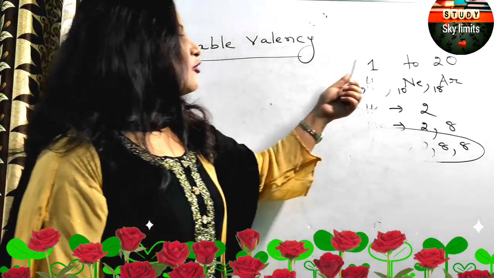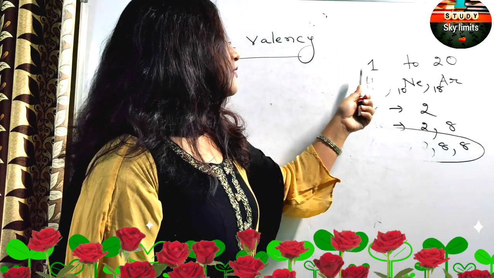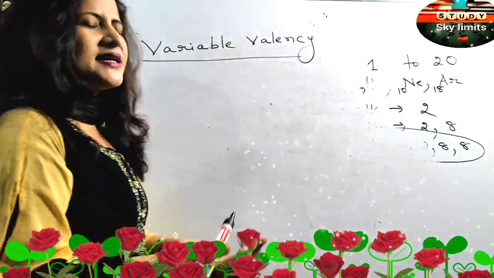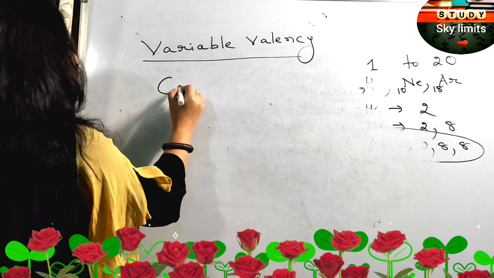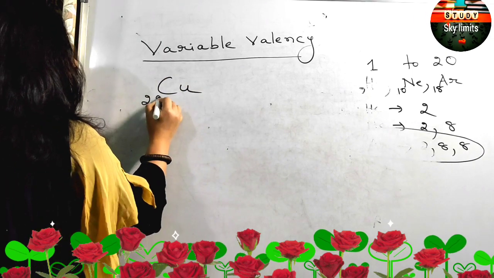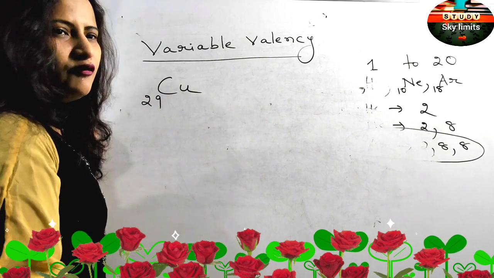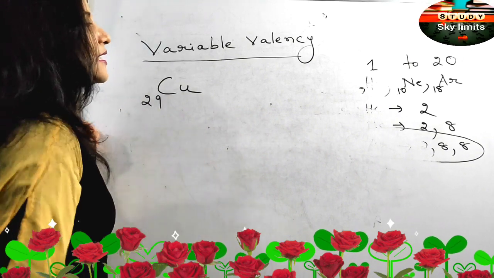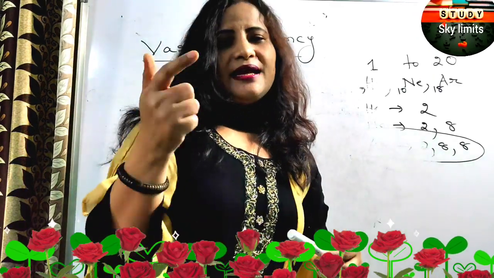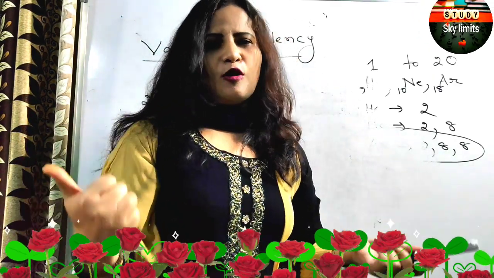For elements falling within the first 20 elements of the periodic table, we don't have this. So let us take the example of copper. The copper's atomic number is 29. So how will you write the electronic configuration? In this case, you cannot follow the rule that I told you in the last class, that is 2, 8, 8 and the remaining electrons. That cannot be followed here.